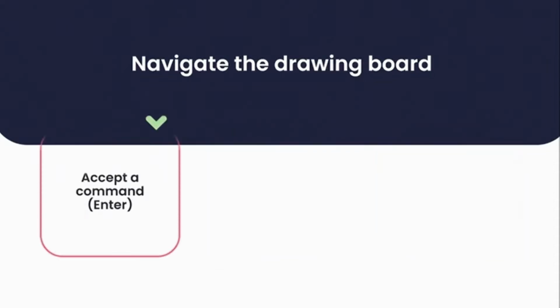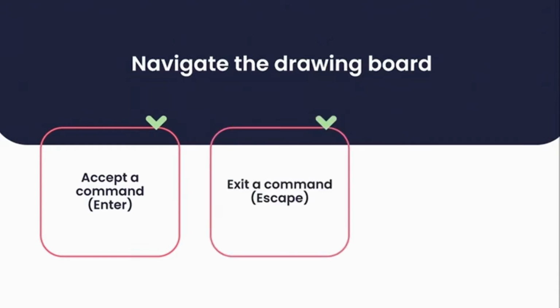Next, we have to accept a command. Maybe you're wanting to draw a line from left to right, so you select the line command, you draw from left to right. You now need to accept that command. You click enter on your keypad. Let's say we finished that line command and we want to end it or escape the line command. We simply click escape at the top left-hand corner of our keyboard.